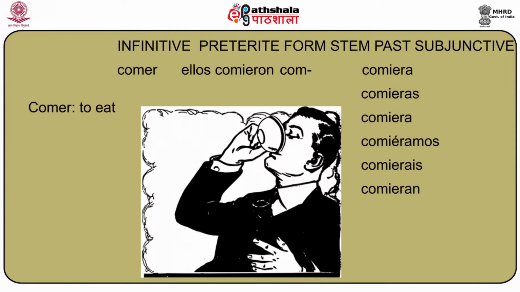Now let us take up the ER ending verbs. Let's take the example of beber, which means to drink. The infinitive form is beber, and the third person plural form in the preterite is ellos bebieron. So we remove the on part and the stem that remains is bebier. To this we add the endings of the imperfect subjunctive. Thus the conjugations of the verb beber are as follows: bebiera, bebieras, bebiera, bebiéramos, bebierais, bebieran.